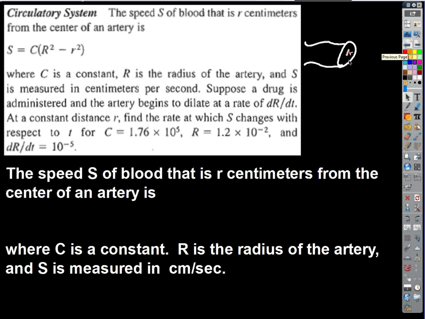So there's our blood vessel. The distance, small r, is going to be some distance from the center of the artery. And this time we're going to dilate the artery, so the capital R radius is going to change. But we want to know for a fixed radius from the center, how fast is the speed of the blood changing, right? Okay, so what are we going to do? What am I trying to find? S prime, meaning dS/dt, right? Yeah. Okay, so I'm trying to find dS/dt, or S prime. What would I do to my original equation?